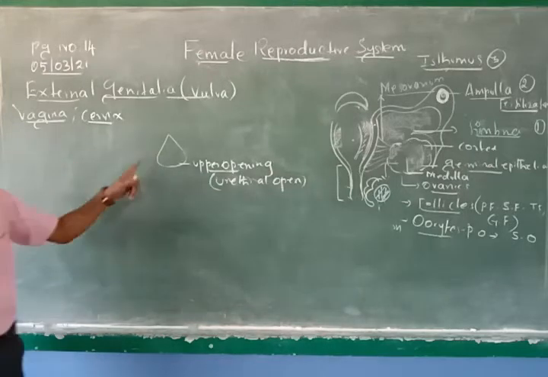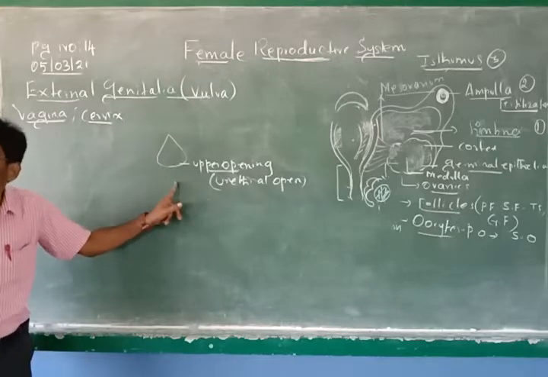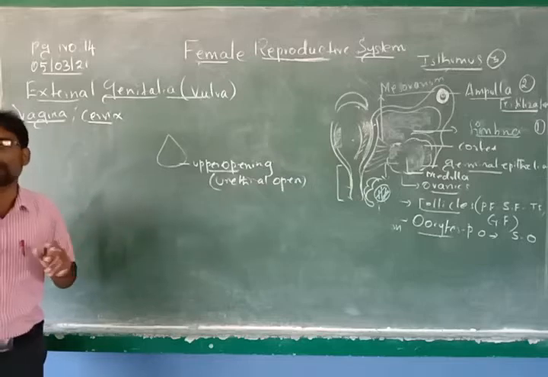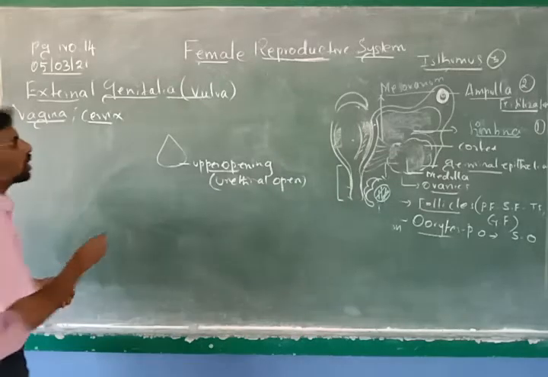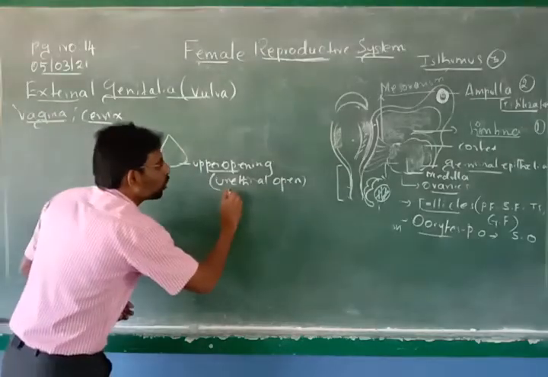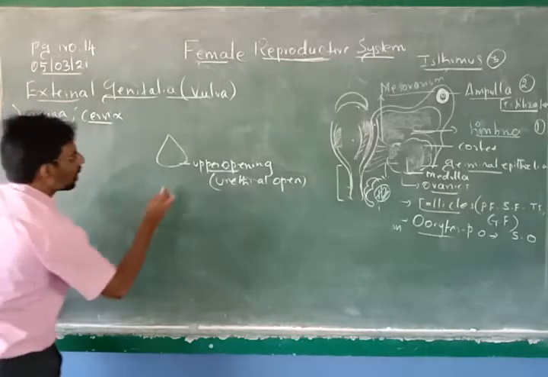But in female, the openings will be different. Two openings will be there: one opening for the urethra for urinary excretion, and another opening for the copulatory organ. Okay. So this upper part is also called the urethral opening, or otherwise the upper opening. One more opening is present below here.